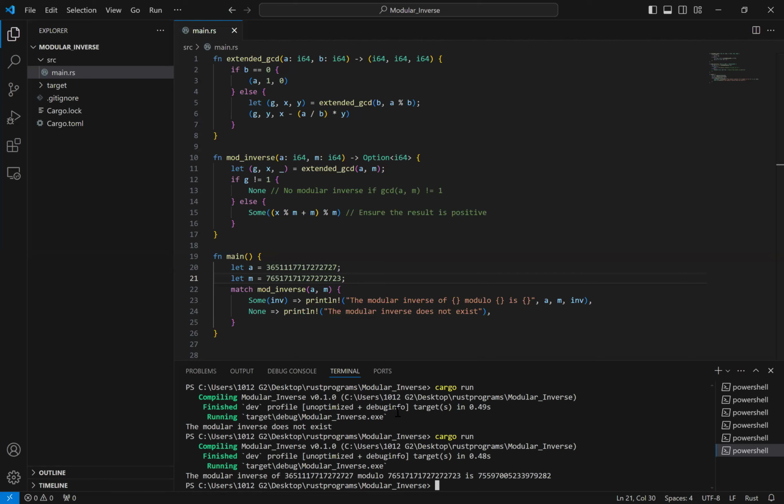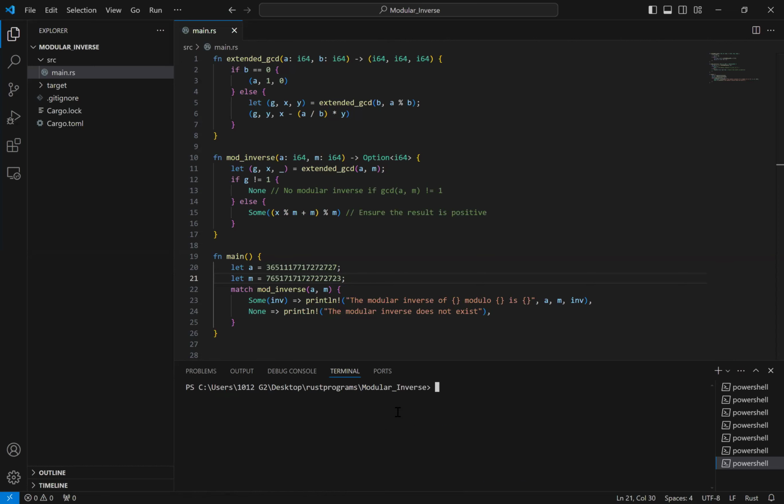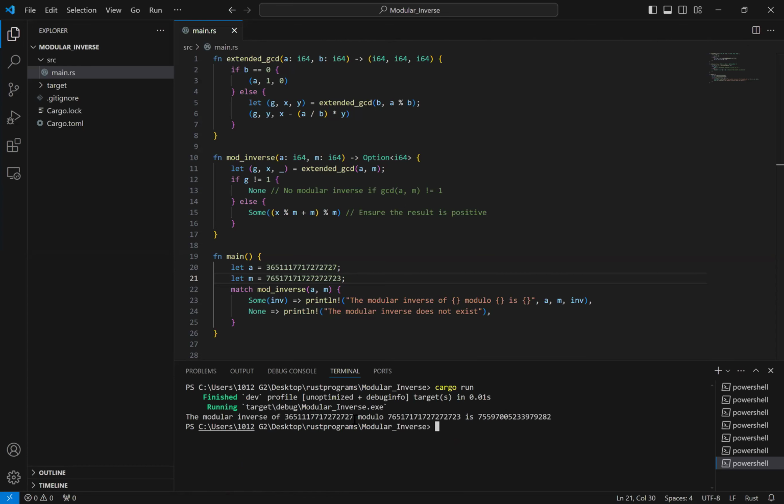Let me just reduce this. Let me just print it again. Yes, it says the modular inverse of this integer, modulo this, exists if I make it 3. So they're now not relatively prime, but they were relatively prime at that point. Now, of course, if you want, you can change this to I-128 or to big integer and deal with the very huge numbers.